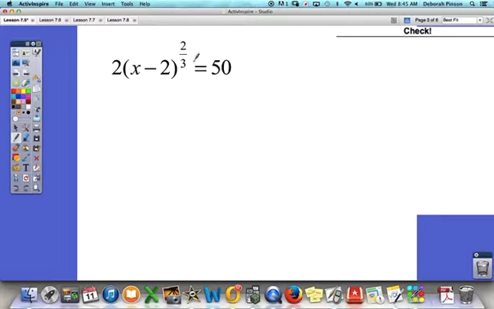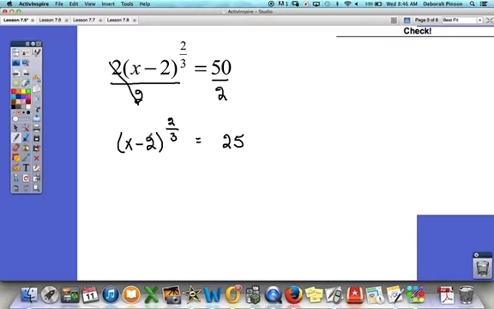Okay, so looking at this, you'll see it's in fraction exponent form. We're not going to change that form over. We're going to leave it in this form, but I'm going to do the same thing. I'm going to get the x minus 2 to the 2/3 by itself, so I'm going to get rid of the 2. So get the stuff that's raised to the fraction exponent, get it by itself. And 50 divided by 2 is 25.